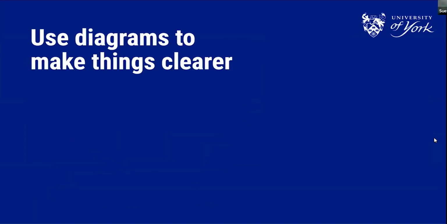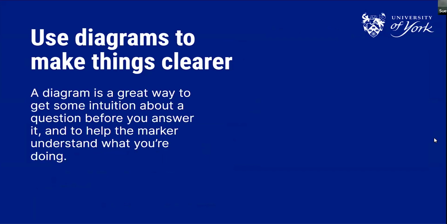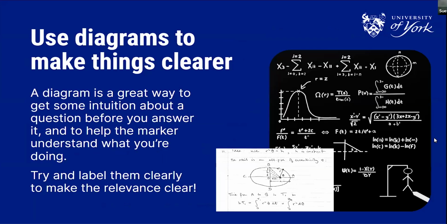Use diagrams. This particular diagram was taken from a problem about orbit of satellites. But when you draw the diagram out and write down the rules, you can solve it by finding the area of the shaded triangle. So it's a nice example of diagrams making things easier to understand. And also it will help the marker understand what you're doing as well. So label them clearly to show how it relates to the question.